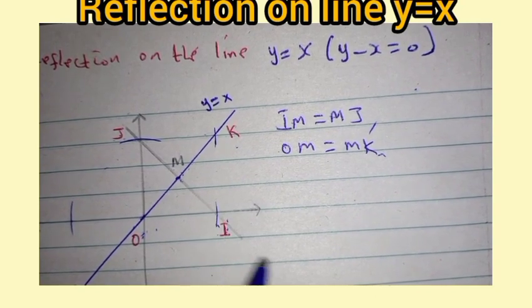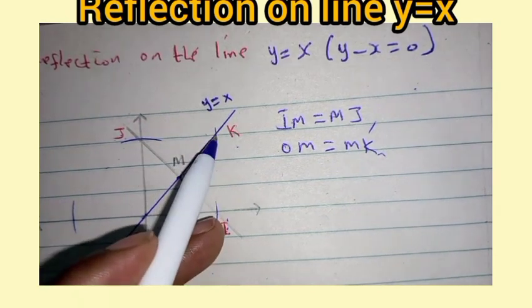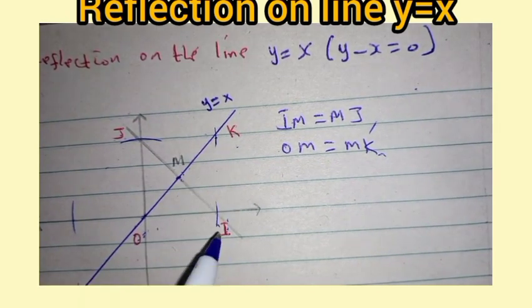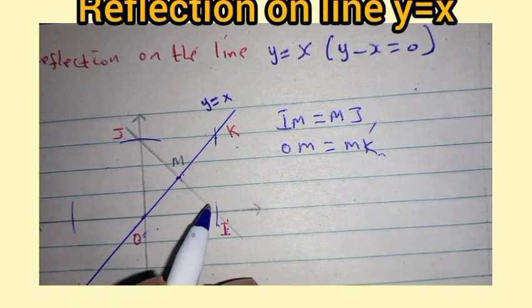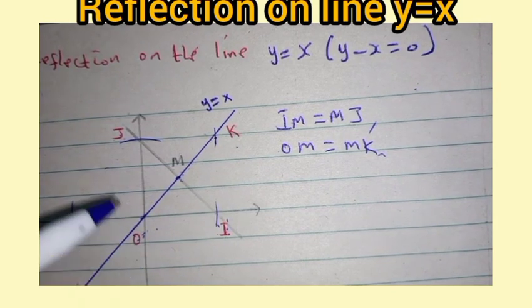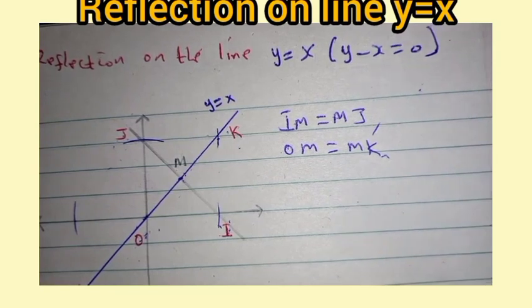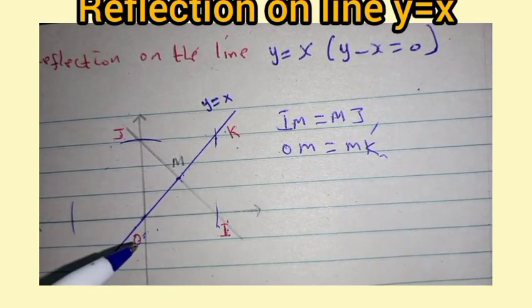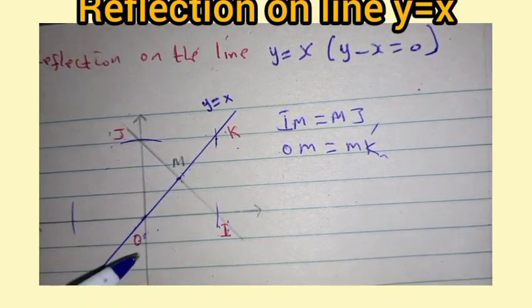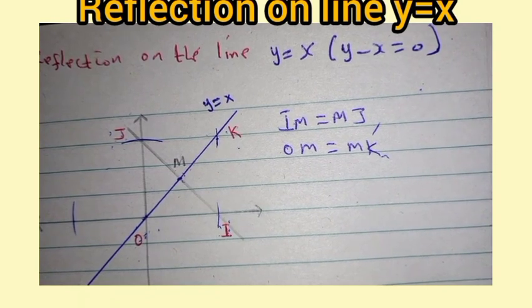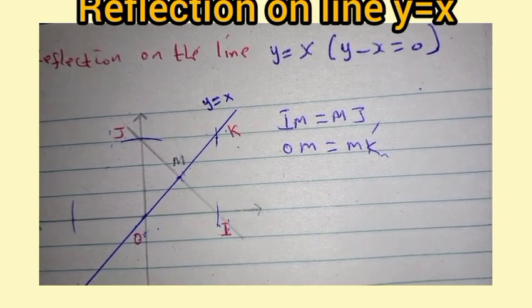Now, in this triangle, as you can see, triangle OKI, this is a right angled triangle, and the triangle KJO is also a right angled triangle.